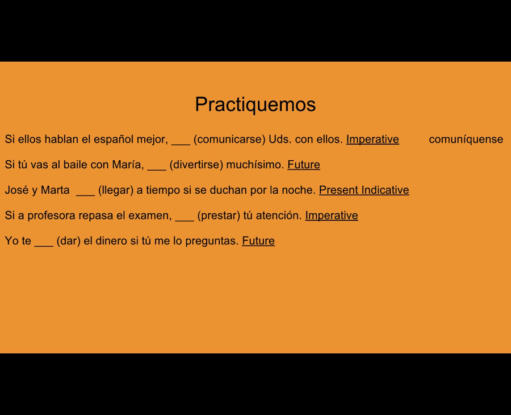Número 2. Si tú vas al baile con María, te divertirás. If you go to the dance with Maria, you will have fun. Since this is seen as possible, the consequence is in the future to tell someone what will happen. Here we have the si clause at the end of the sentence, but it doesn't change anything. José y Marta llegan a tiempo si se duchan por la noche. Here we're simply stating that they arrive on time if they shower at night. So we're going to use a present indicative of llegar.